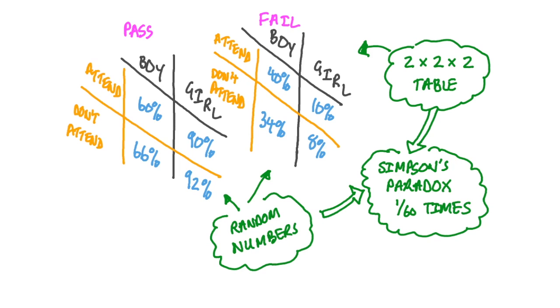In fact, in situations like ours, where we have 3 variables, each with 2 possible outcomes at different rates (boy, girl; pass, fail; attend revision, don't attend revision), it turns out that if we just chose numbers at random, then we get a Simpson's paradox about a 60th of the time. So what's going on?